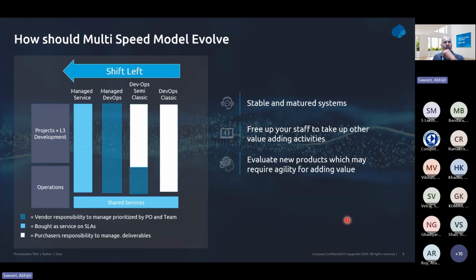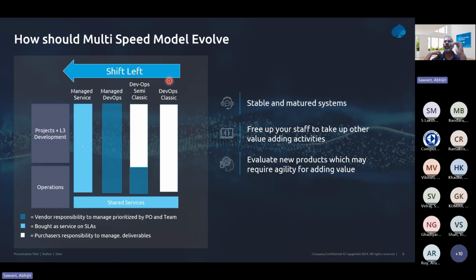And how do you evolve this entire story? So naturally it is shift left. Ideally this is the top end of the product category, which is the most mobile, most agile, having the most developments. But over a period of time, naturally some of the product groups would ease up a little bit. So ideally the customer would be looking at transforming this portfolio.